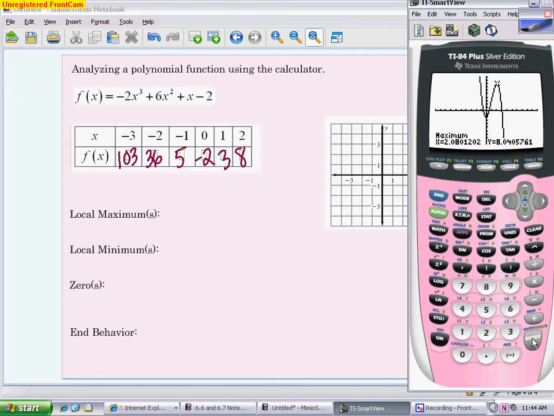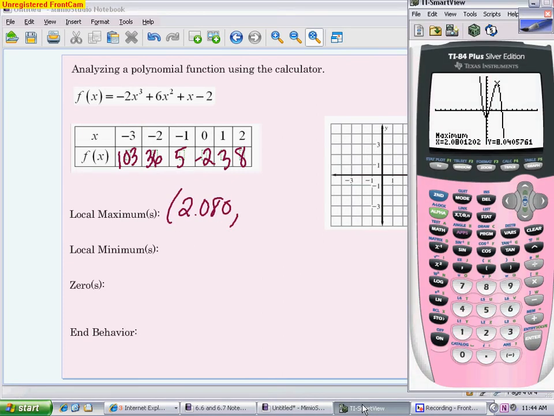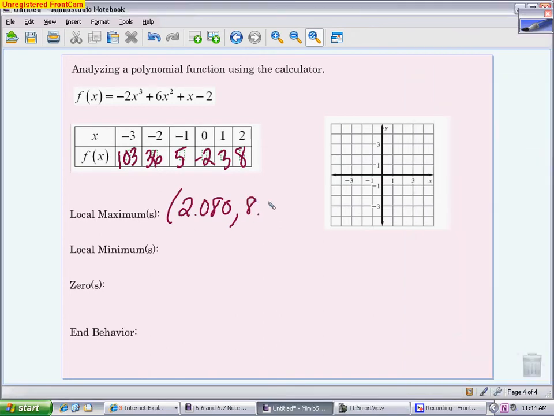What I need to write is the full coordinate. I'm going to write 3 decimal places for each, and I want to make sure I don't just write x or y, I write both. Your maximum is the entire point. So I have 2.808 as my x coordinate, and my y coordinate 8.040 or 8.041. You can round or truncate. That is my maximum value.